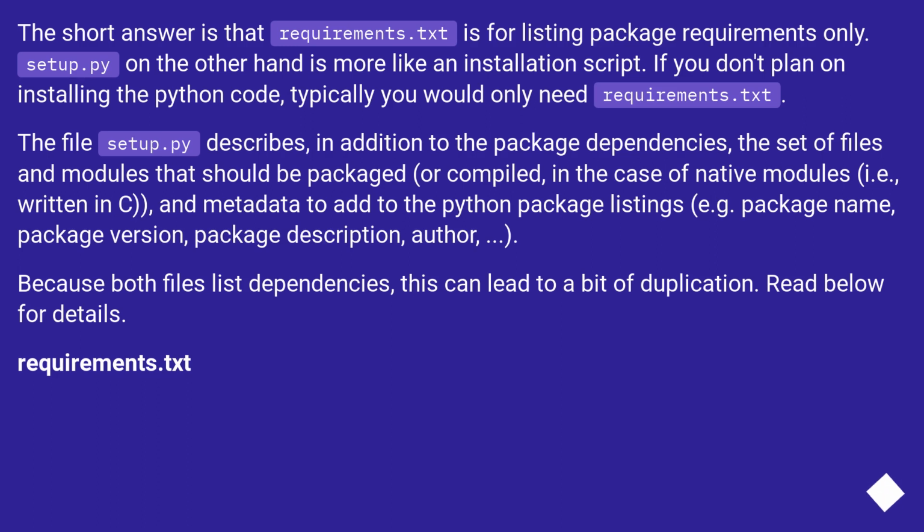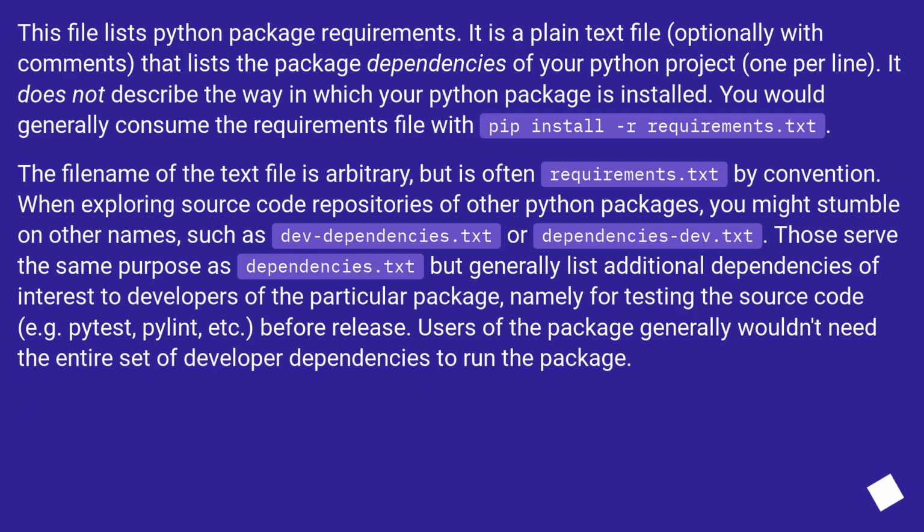Requirements.txt. This file lists Python package requirements. It is a plain text file, optionally with comments, that lists the package dependencies of your Python project, one per line. It does not describe the way in which your Python package is installed. You would generally consume the requirements file with pip install -r requirements.txt. The file name of the text file is arbitrary, but is often requirements.txt by convention.